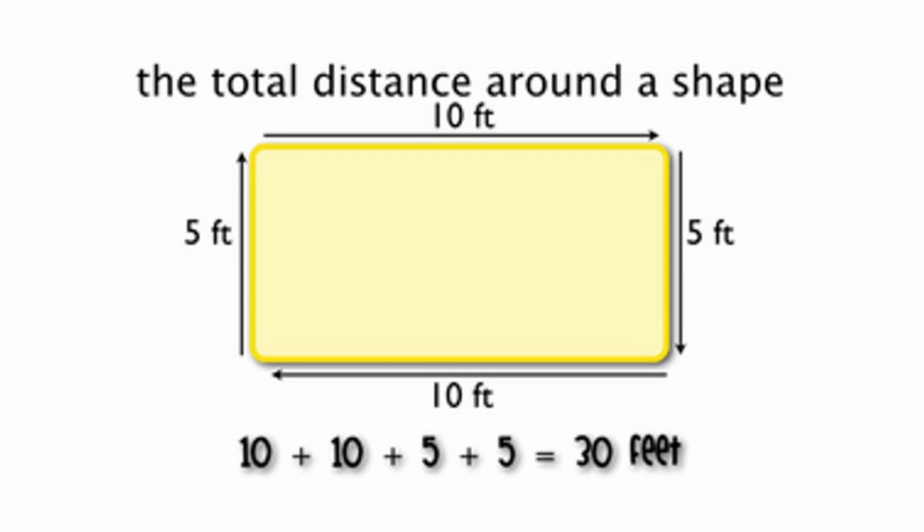Simply, I add the lengths of the four sides. Here, this is a rectangle. It has two lengths and two widths. So to get the perimeter, I add the two lengths plus the two widths, that is 10 plus 10, that is the length, plus 5 plus 5, which is the width. Altogether, when I add, I get 30 feet as the perimeter.